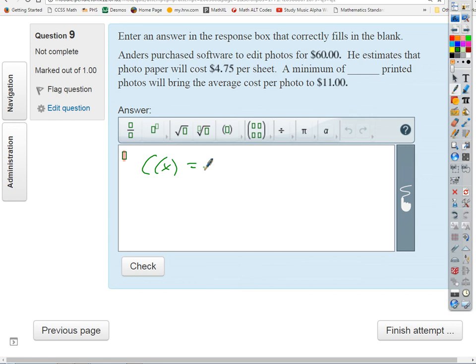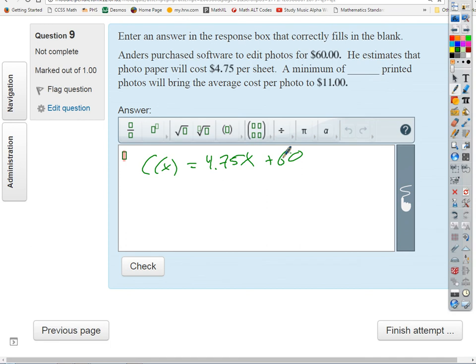So it costs $4.75 per sheet. So, 4.75x. Good, so that's the cost for sheets, right? And then if there's an upfront cost of 60, plus 60, there you go, good. So that's m and that's b, right? Does that make sense?